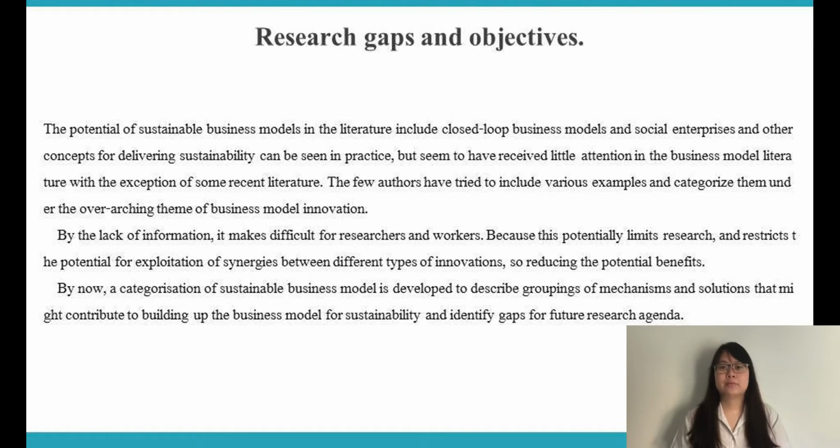The field's authors have tried to include various examples and categorize them under the overarching theme of business model innovation. The lack of information makes it difficult for researchers and workers because it potentially limits research and restricts the potential for exploitation of synergy between different types of innovations, so reducing the potential benefits. By now, a categorization of sustainable business model is developed to describe groupings of mechanisms and solutions that might contribute to building up the business model for sustainability and identify gaps for future research agenda.